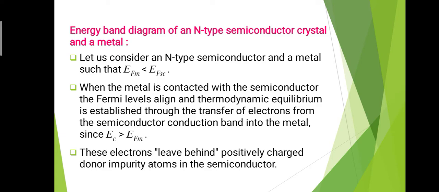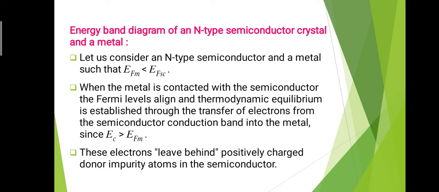So, when we contact a metal and semiconductor, there is alignment of the Fermi energy, and due to this alignment there is a transfer of electrons from metal to semiconductor and semiconductor to metal, and this process takes place until the thermodynamic equilibrium condition is established. And in the metal semiconductor, EC is greater than EFM, that is, the conduction band lies above the Fermi energy level of the metal.